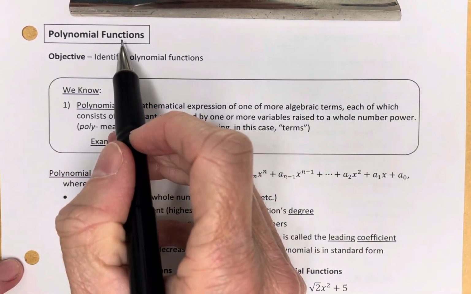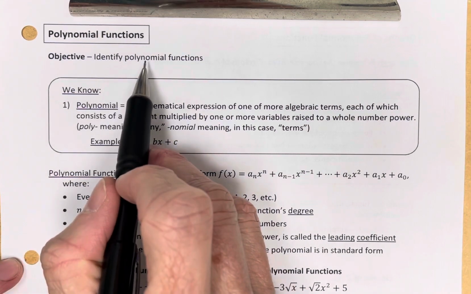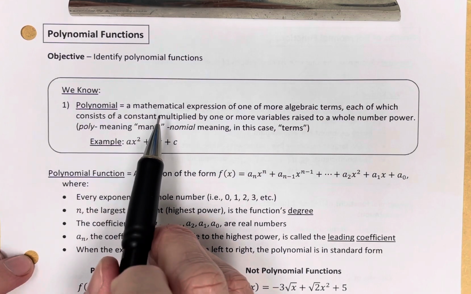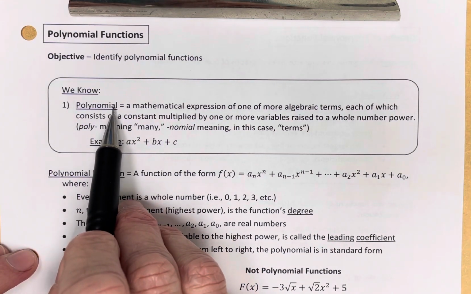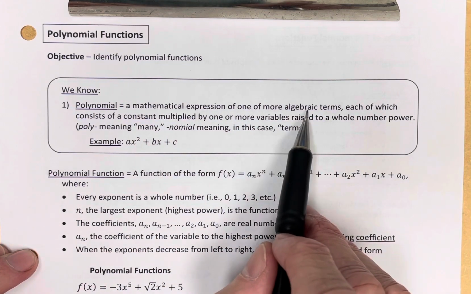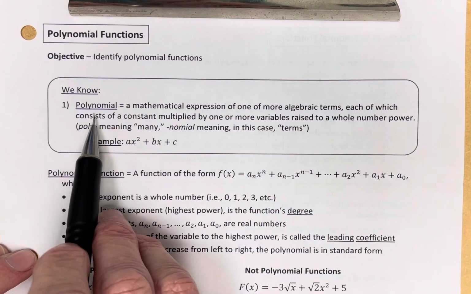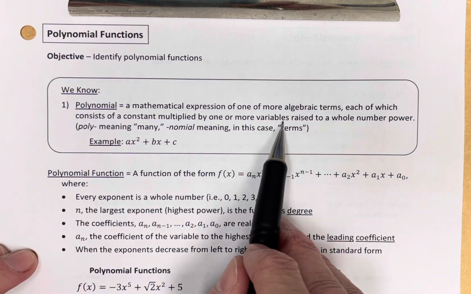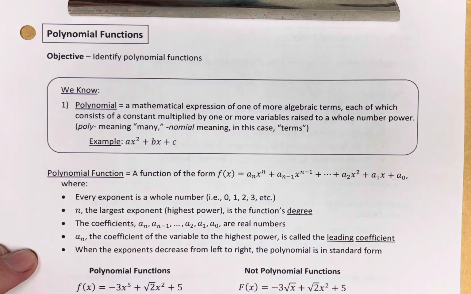Polynomial functions. Our objective here, we want to identify polynomial functions. Okay, what do we know? Well, we know what a polynomial is. A polynomial is a mathematical expression of one or more algebraic terms, each of which consists of a constant multiplied by one or more variables raised to a whole number power.